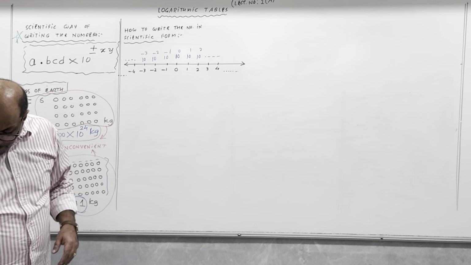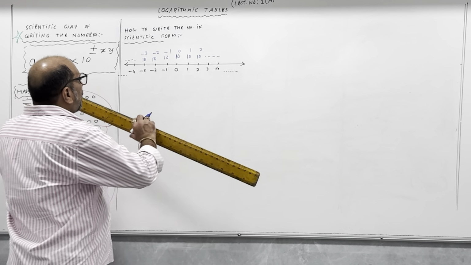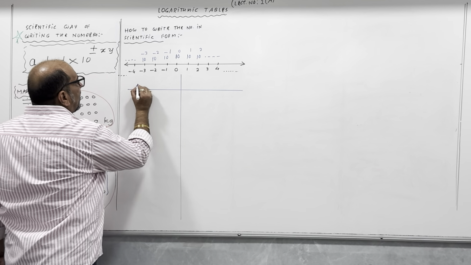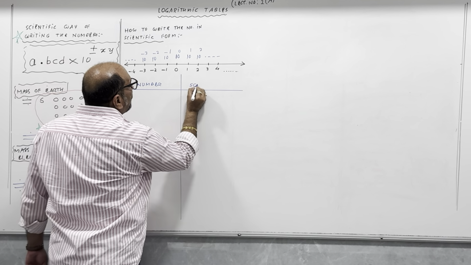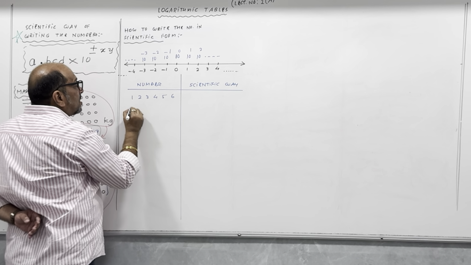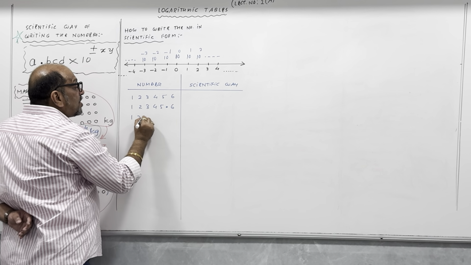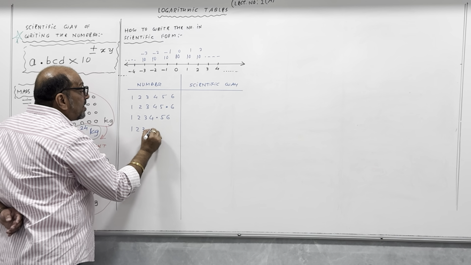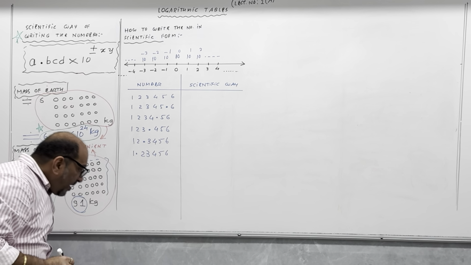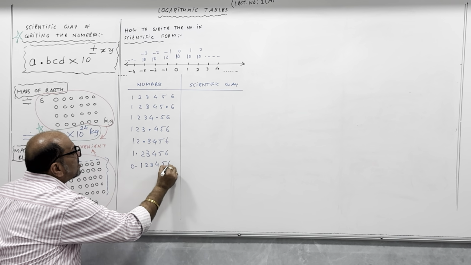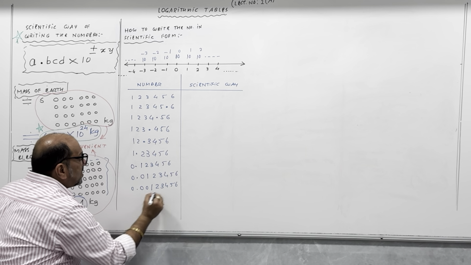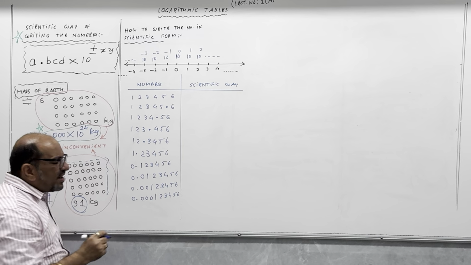Very easy. Now suppose, as I told you, I'm going to give you very simple numbers, and then we are going to write scientific form of this. Check the numbers which I am taking, you will really enjoy. Number and scientific way of writing the number. The number is 123456. 12345.6. 1234.56. 123.456. 12.3456. 1.23456. Next comes 0.123456, 0.0123456, 0.00123456, 0.000123456. Beta, we can go on and on.